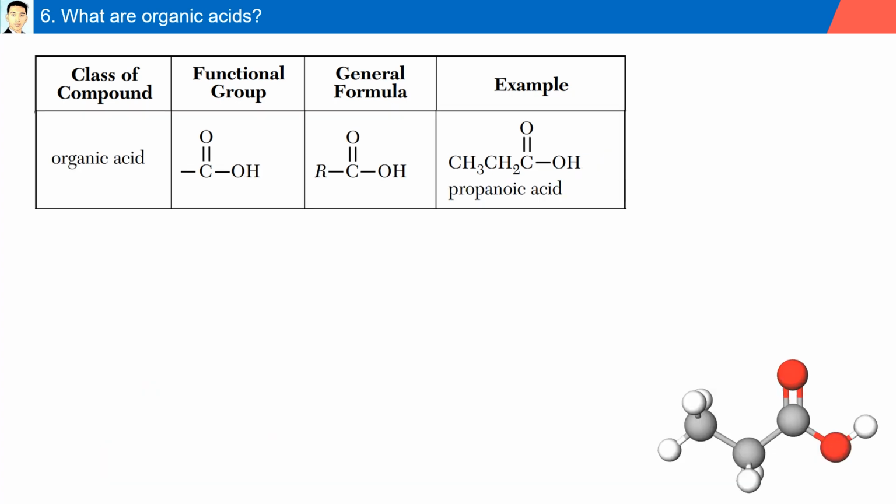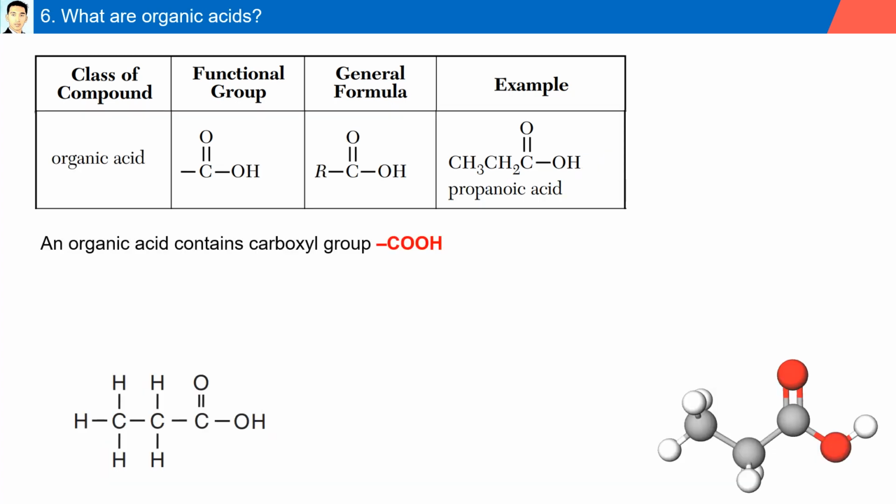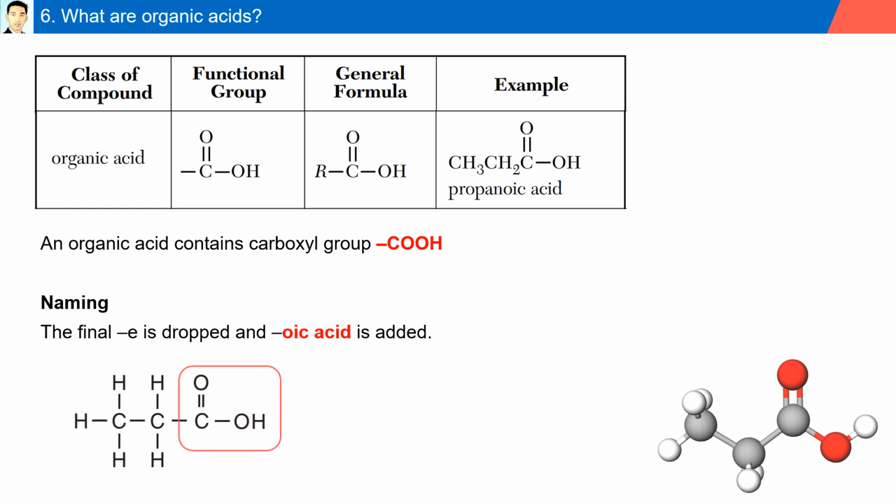What are organic acids? An organic acid contains a carboxyl group, COOH. When we name these, the final E is dropped and OIC acid is added. In this example, we can identify an organic acid functional group as C double bond O to an OH. There are 3 carbons, so it is called propanoic acid.